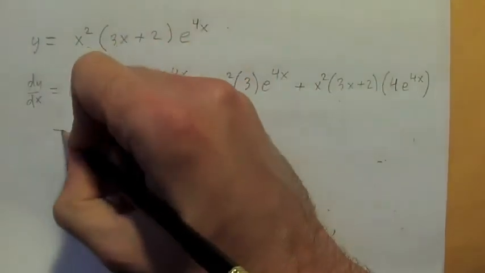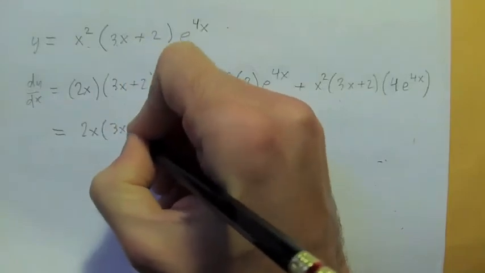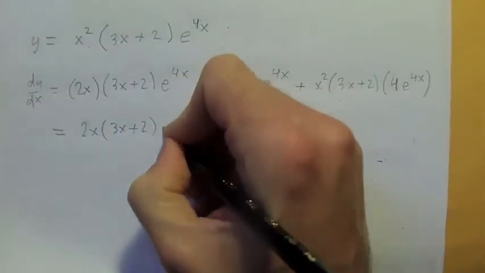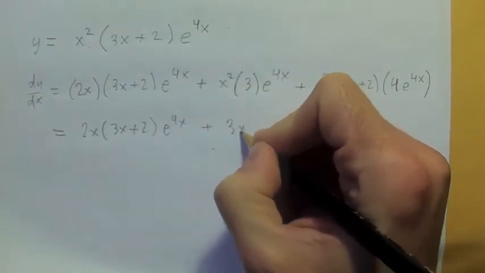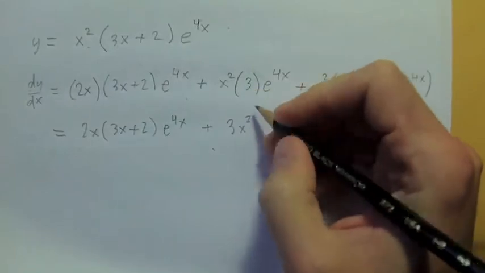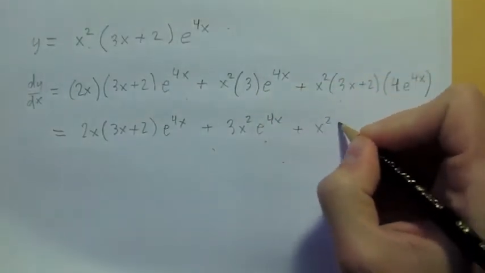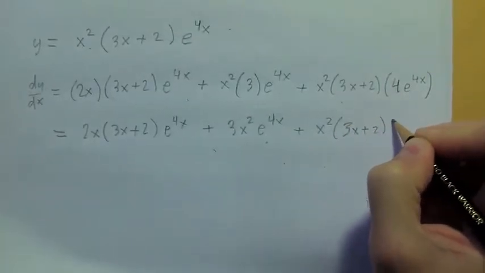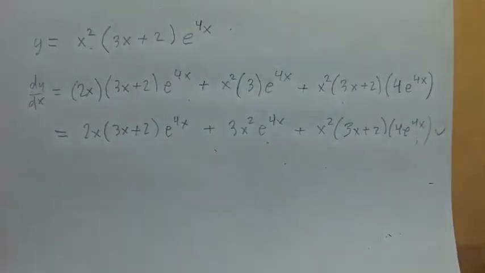Okay, and this is pretty much done, except you can actually simplify some of this stuff, make it look a little nicer, but probably factor some things as well, but that's not really necessary as far as I'm concerned. You could just stop right there. But it looks nicer if it's 3x squared e to the 4x. That's really the main difference here. And we're pretty much done.